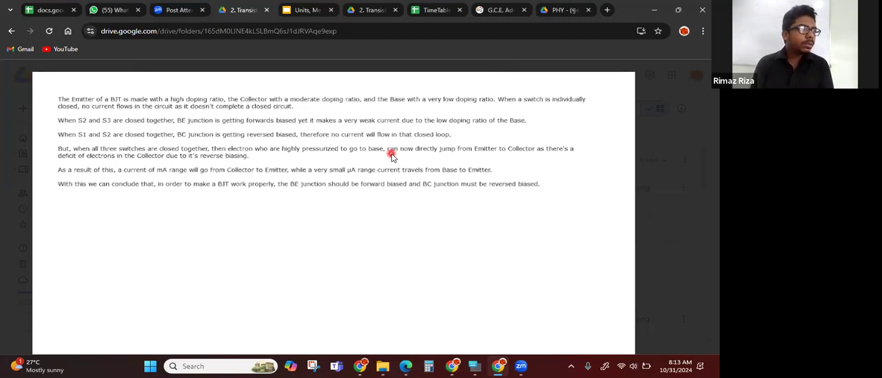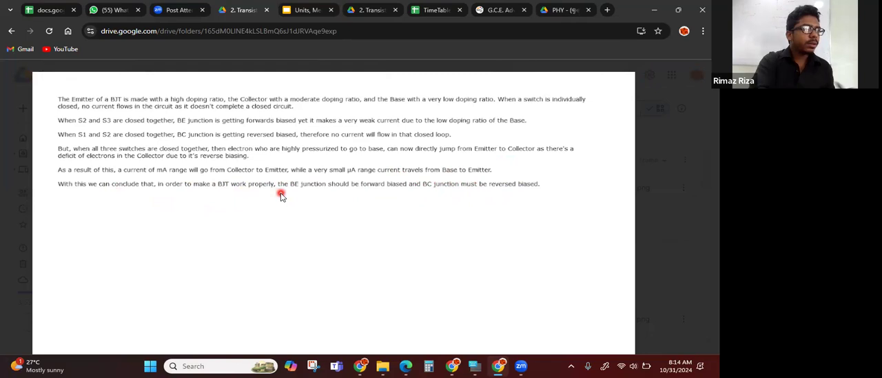But when all three switches are close together, then electrons who are highly pressurized to go to the base can now directly jump from emitter to collector, as there is a deficit of electrons in the collector due to its reverse biasing. As a result, current of milliampere range will go from collector to emitter, while a very small microampere range current travels from base to emitter. With this, we can conclude that in order to make a BJT work properly, the BE junction should be forward biased, and BC must be reverse biased.